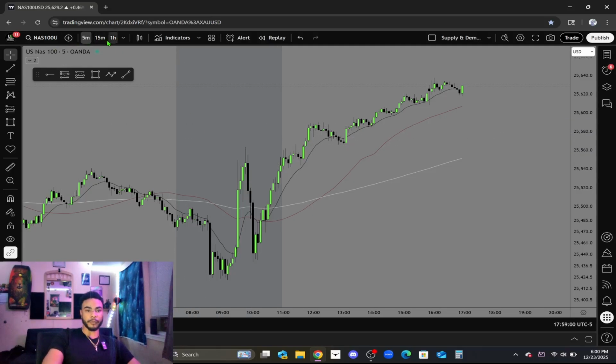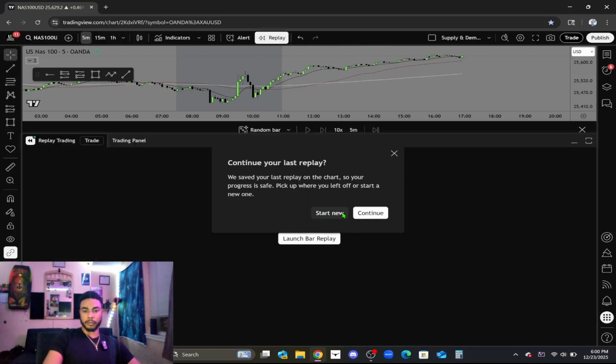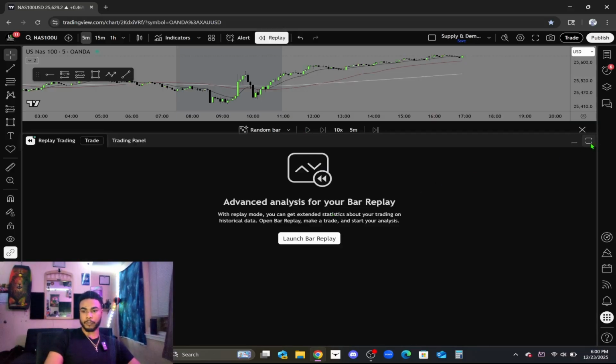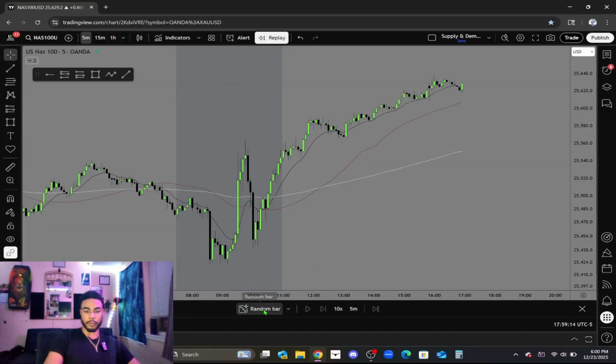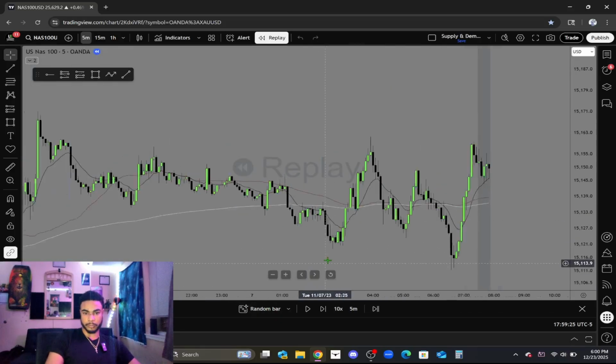So right now we're in NASDAQ. This is the 5-minute, and we're gonna backtest. We're gonna go into replay mode. If you got TradingView, I highly suggest you get the subscription so that you have the replay mode option. Let me see, start new, and we're gonna go to a random bar. Let's go to another one.